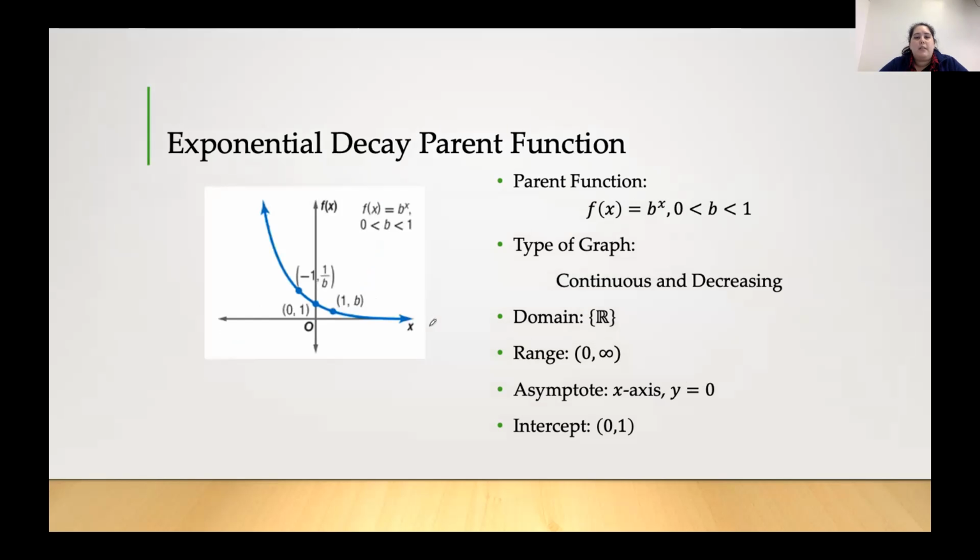So here we have a decay function. It is very similar to the growth. The only difference we really have here is one, it is continuous and decreasing. And then the b value, it's still positive, but it's actually less than 1 in this case. But other than that, the domain, range, asymptote, and intercept are exactly the same.